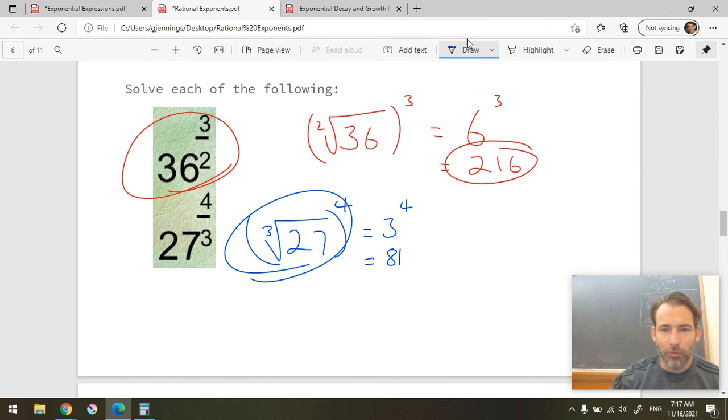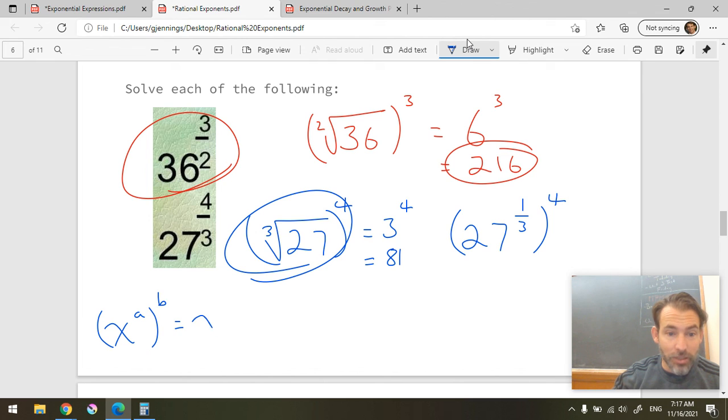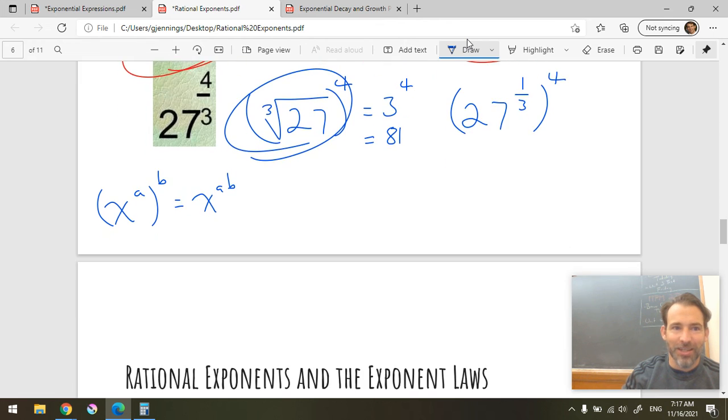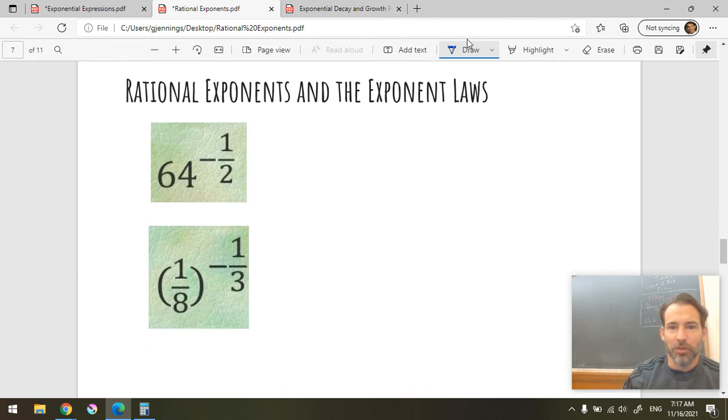Now, I don't write this. I never write that. I would just do it in my head, but if I wanted to break it up, I would do this. 27 to the 1/3, I would write it that way, raised to the power 4. Notice, the power of a power rule applies here. We were reviewing that just before with exponential expressions. X to the a to the b equals x to the a times b. Well, here it's 27 to the 1/3 times 4. 1/3 times 4 is 4/3. So you can break these things up this way and see it much more clearly to answer these types of questions. Okay, rational exponents and the exponent laws.